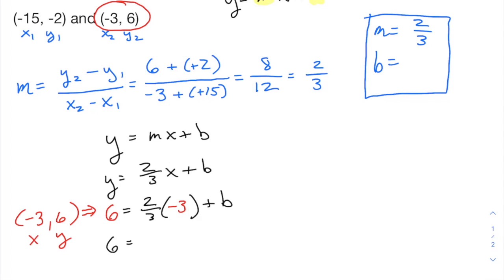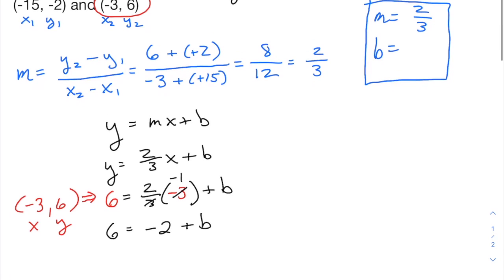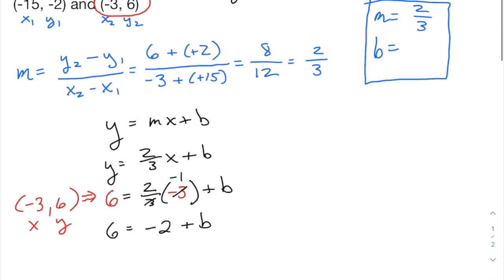So I'm just going to simplify here. 6 equals 2/3 times -3. Again, you can do 2 times -3 and get -6, divided by 3, which is -2, or you could divide by 3 first. 3 goes into -3 -1 time, and you're left with 2 times -1, -2. However you like to get there, 2/3 of -3 is -2. And now you have 6 equals -2 plus b. This is an easy move here to solve for b. We add 2 to both sides, canceling that, and we are left with b equals 8.